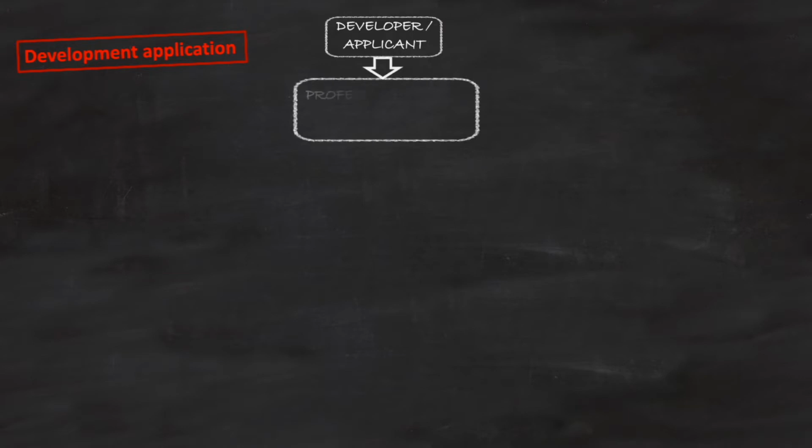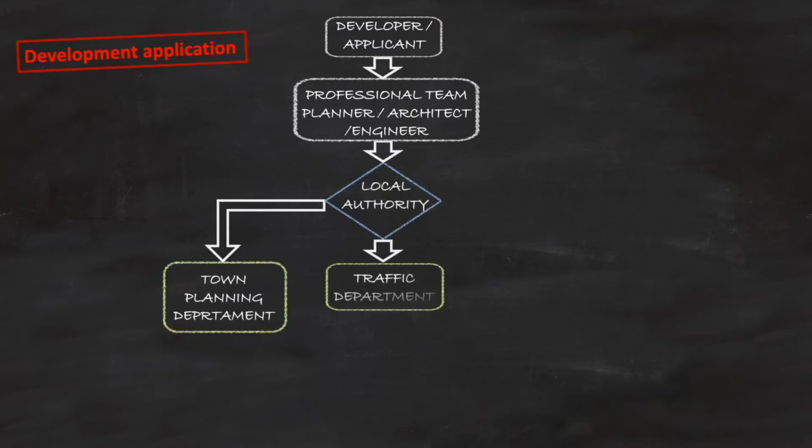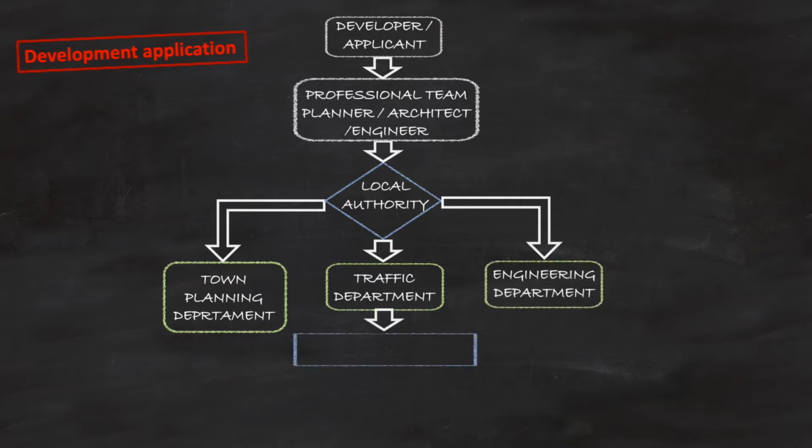The requirement for the TIA is determined by the local authority based on various requirements such as trip generation thresholds. Once the requirements for the TIA are met as per the local authority, the developer would then appoint a traffic engineer to be included in the professional team to carry out the TIA.